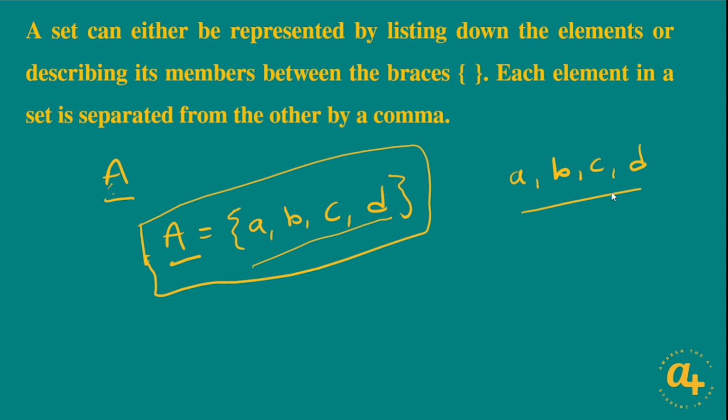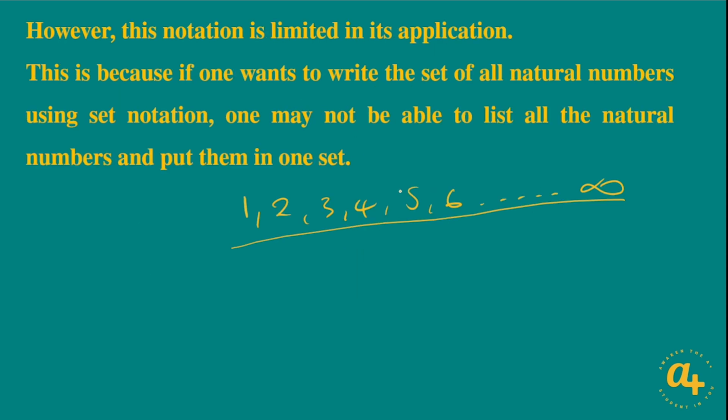Remember that previously we said that a set can either be represented by listing down the elements or describing its members between the braces. Now, we've only talked about listing down the elements, but we haven't yet talked about describing the elements of a set between the braces. And this process of describing the members of a set between the braces is the solution to the problem of trying to list down all the elements of the set of natural numbers, which is practically impossible.